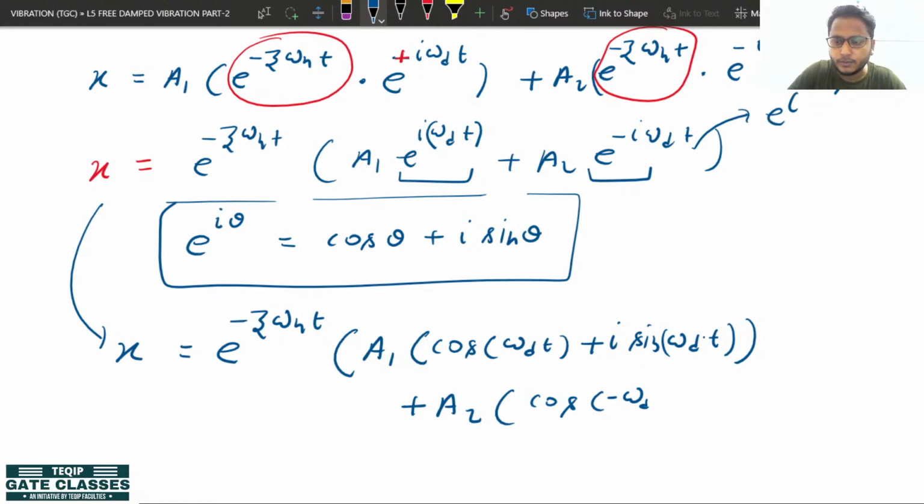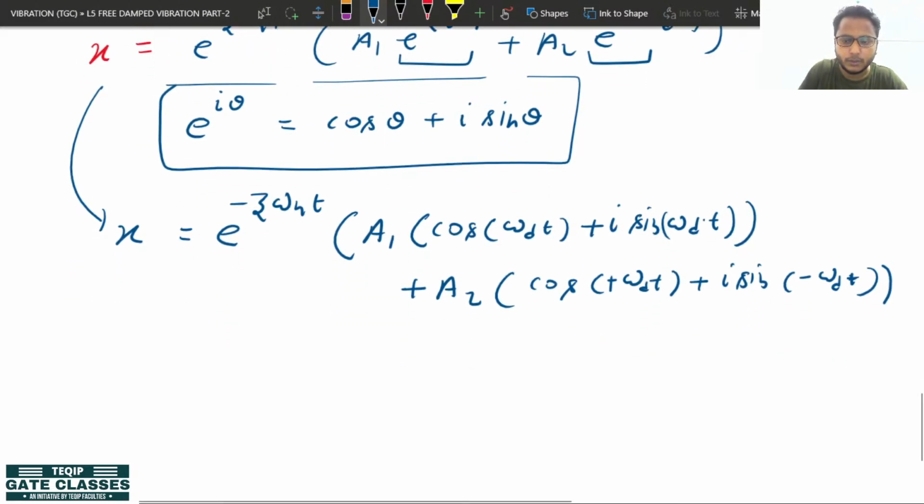Now from this we know that this is exponential to the power i times minus theta, right. So cos minus theta is plus cos theta, right. So omega d into t plus i sin minus omega d into t. Okay, but sin minus theta will become minus sin theta. So it will become minus.